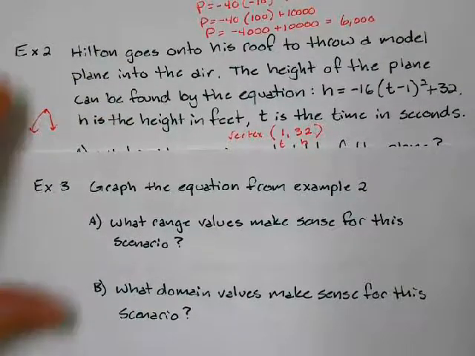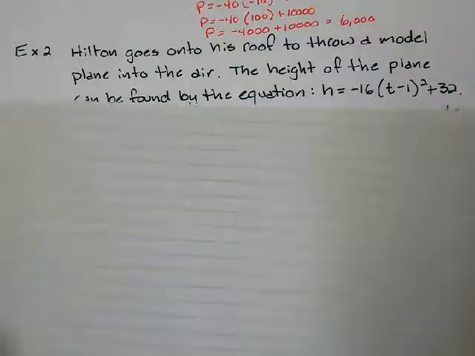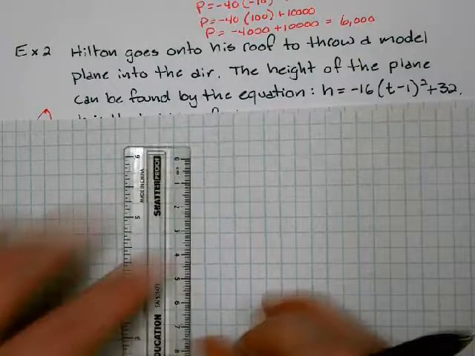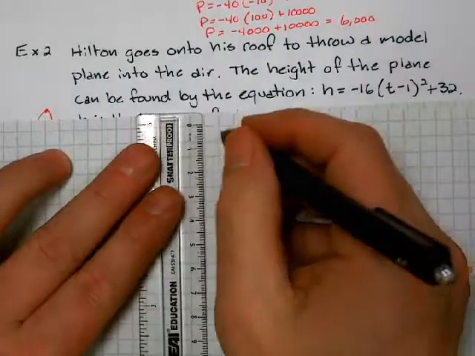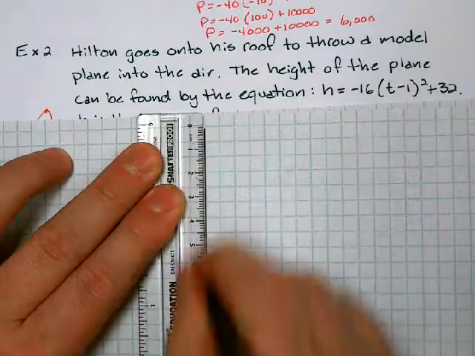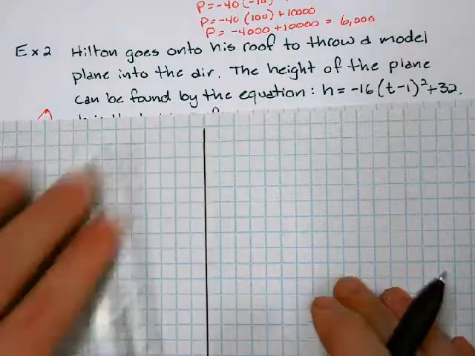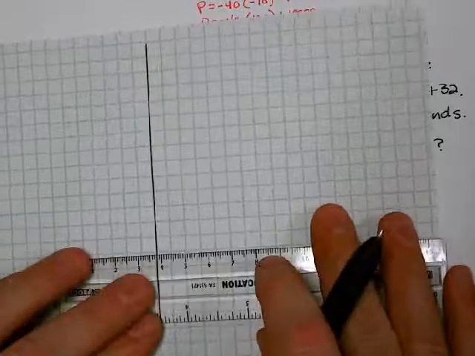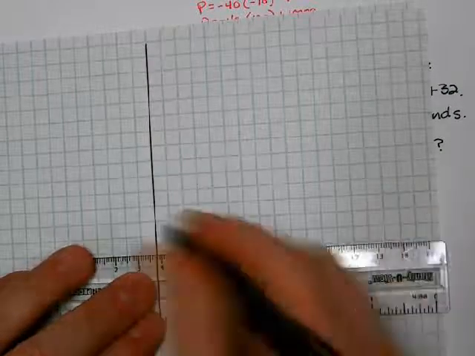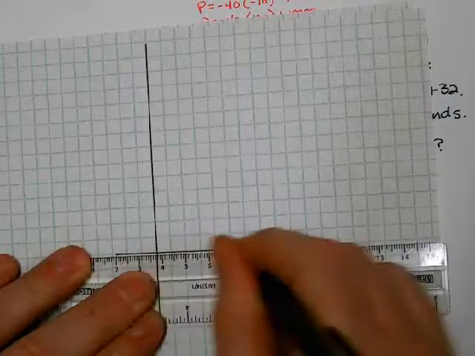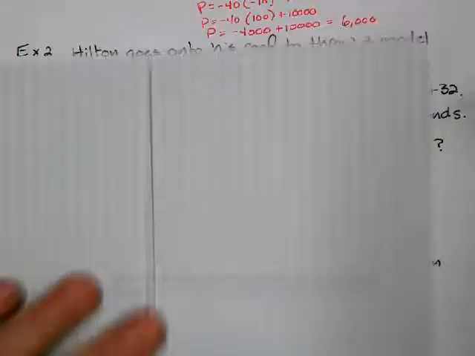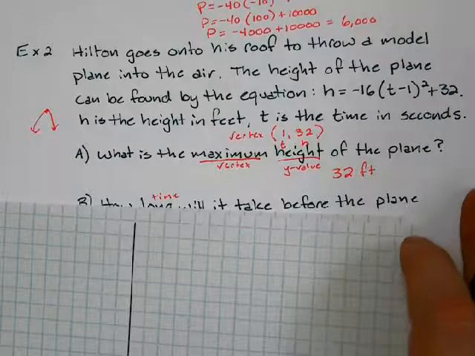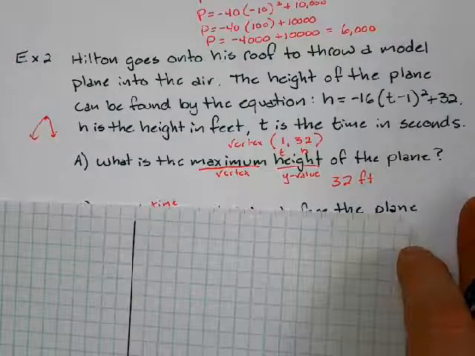So we're going to graph it first. So we're going to make a nice little graph here. Let's put this over here. Our vertex is at (1, 32). Ooh, how are we going to do this? Let's count by fours. Let's do that.